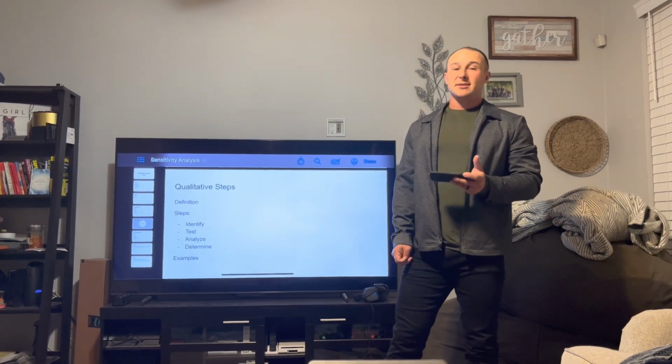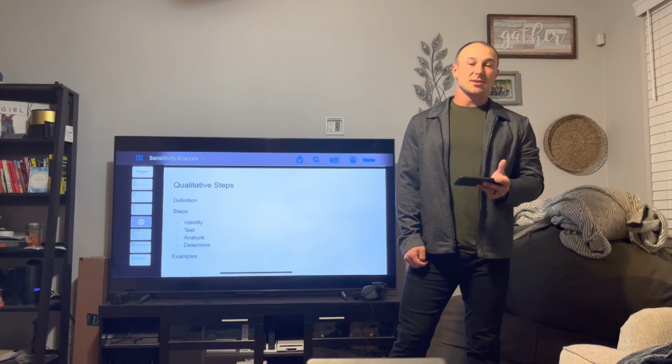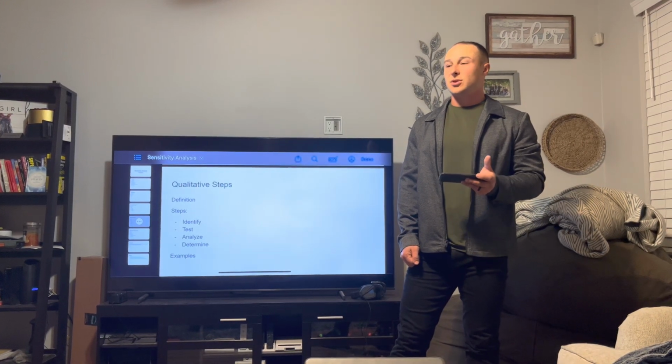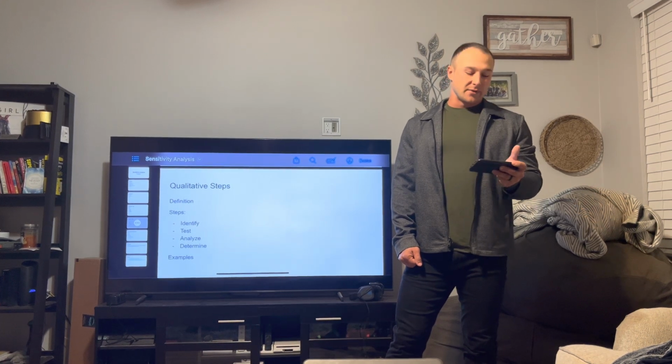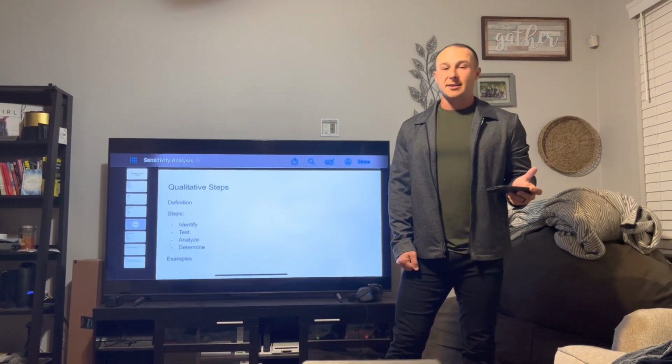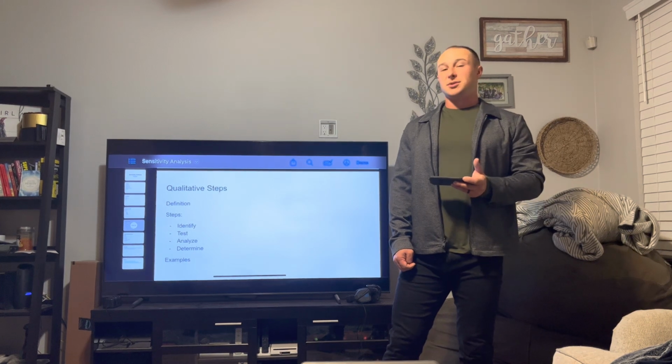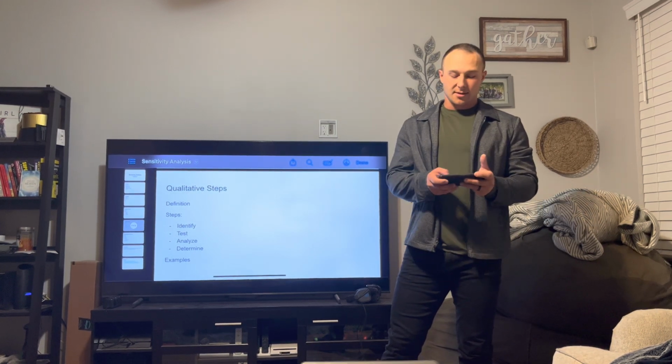The steps are exactly the same: identifying those factors, testing those factors, whether it be through surveys or just doing our best to identify some of the data we might have, analyzing that data, and then determining which course of action to take based on the findings that we have determined.